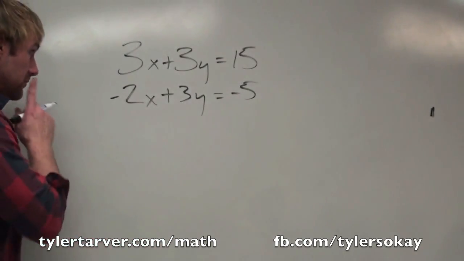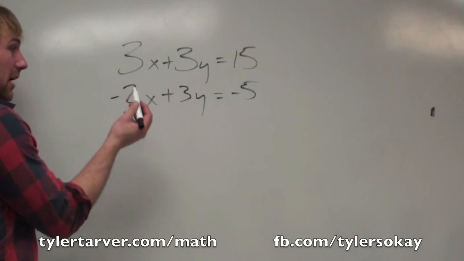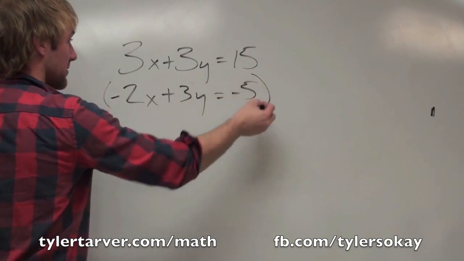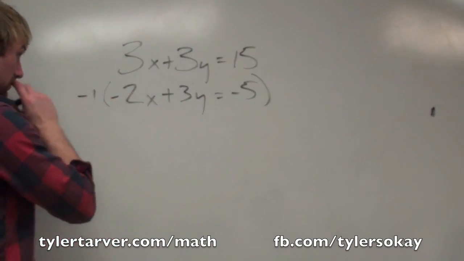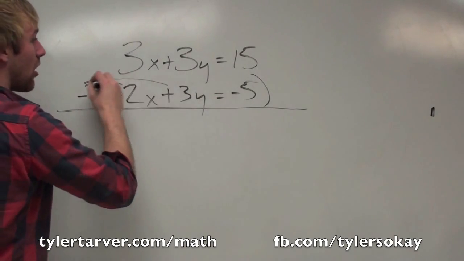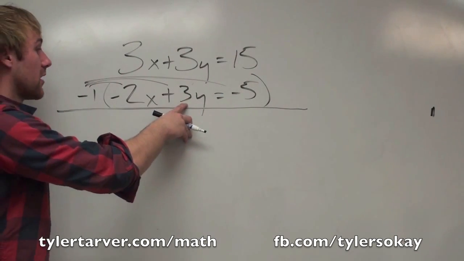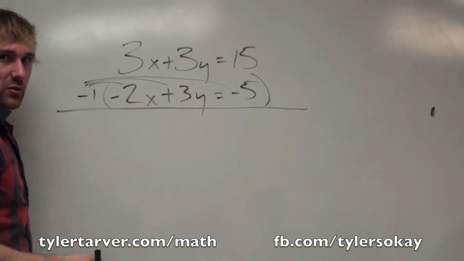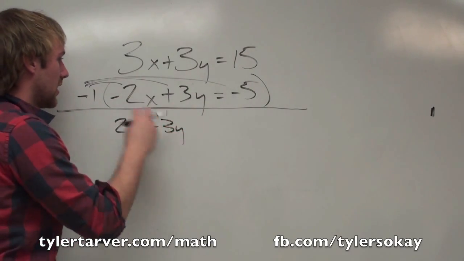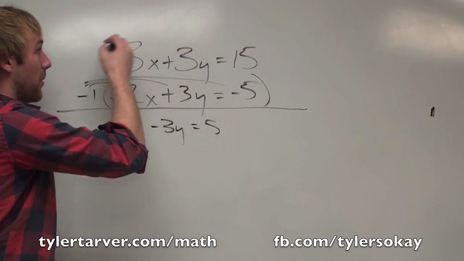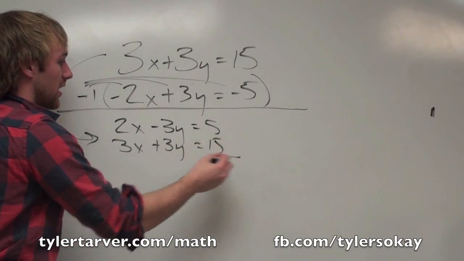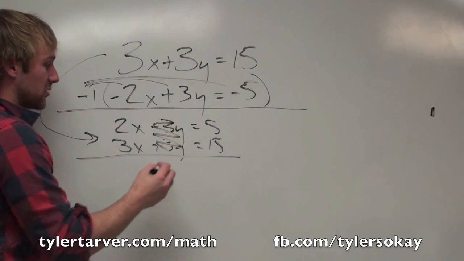Now, this is fairly easy. To make these opposites, let's say I want to get rid of the y's. I've got to make one of these negative 3y. I just multiply this by negative 1, and I'm writing the line just to separate them, not actually adding them together. I distribute that negative 1 to all three terms, because even though I just want it on the 3y, I still have to distribute it to the other two as well, or else I'm changing my problem. So negative 1 times negative 2x is 2x, negative 1 times 3y is negative 3y, and that becomes positive 5. I'm going to put this equation down here, 3x plus 3y equals 15. Now I can add these two together and do my elimination. Boom, those get eliminated.